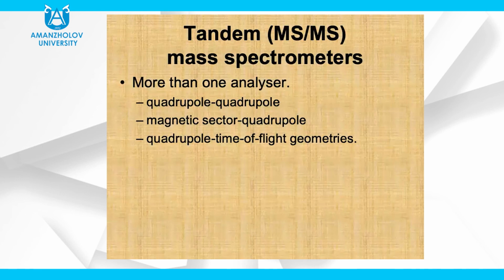And a newer technique, tandem mass spectrometry, uses more than one analyzer. It can be a quadrupole analyzer, magnetic sector quadrupole analyzer, quadrupole time of flight, and time of flight geometries.